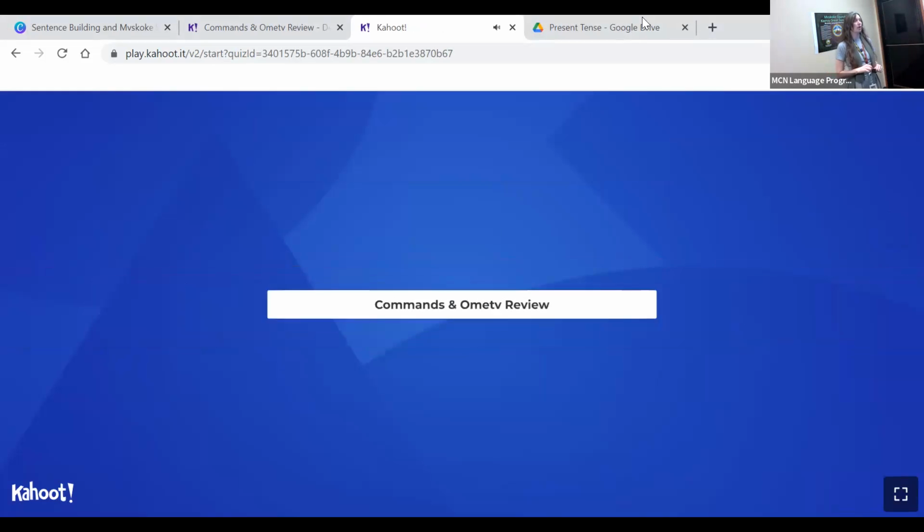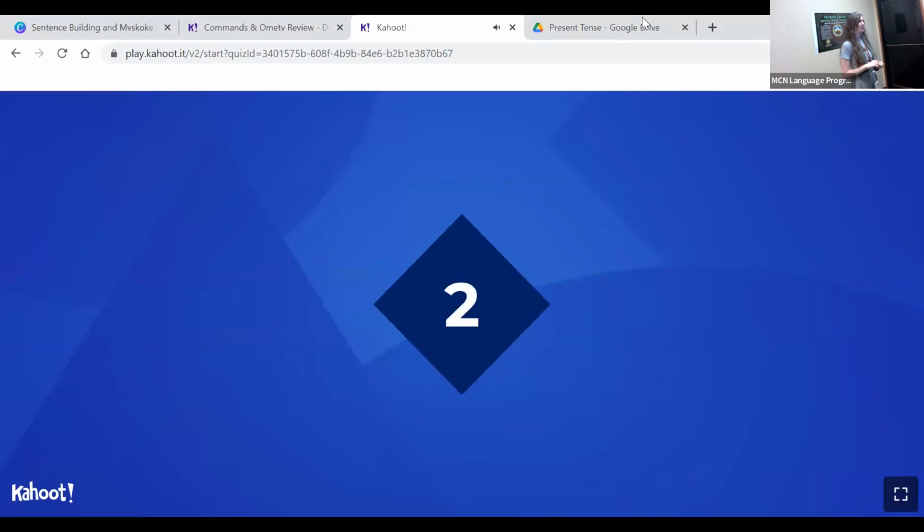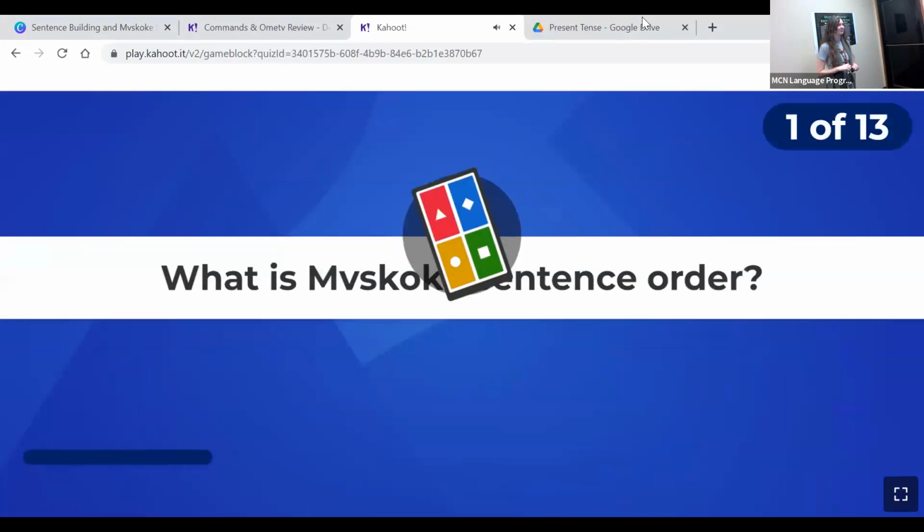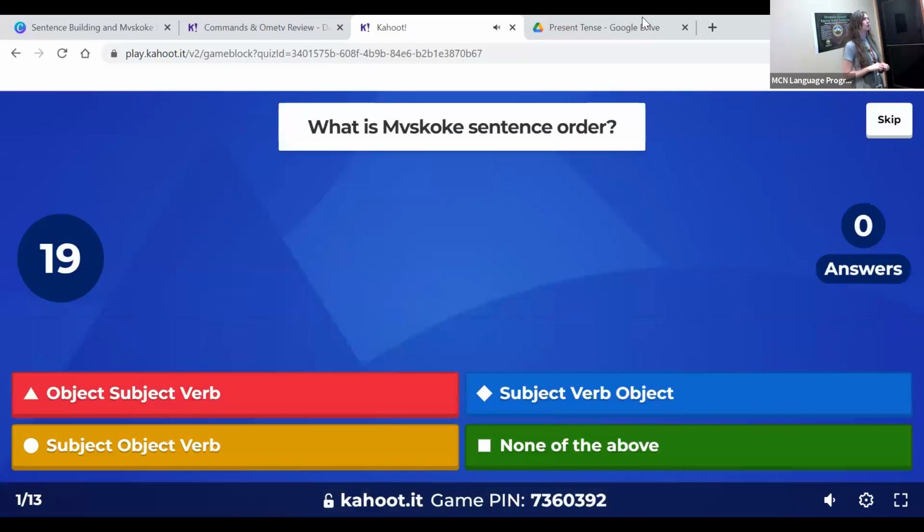So we're doing commands and Omada review. What is the Mvskoke sentence order? So here's our options. We have to click on the one that's the correct option. Object, subject, verb; object, subject, object, verb; or none of them. Yeah, 4 seconds.